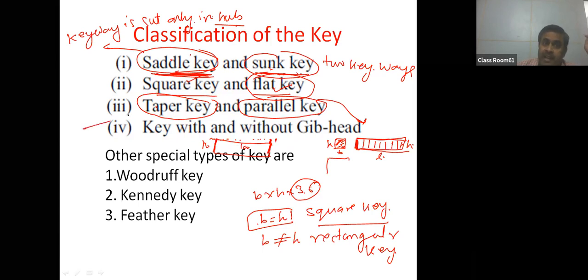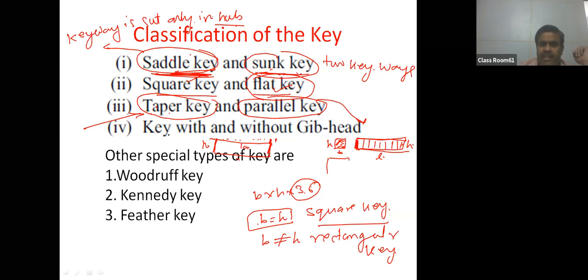Okay. So what is the advantage of a taper key? The wedge action phenomenon will be there. Frictional force will be high. The tightness of the joint will be improved. Torque transmission will be smooth. So taper keys are generally used in industrial applications.